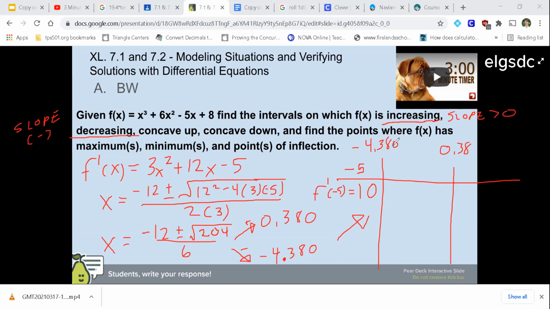What would be an easy number to test between these two? Probably 0. F prime of 0, that's really easy to do. That's just negative 5. Then we'll be decreasing. And then a number greater than 0.38, let's test, what do you think, 1? F prime of 1 would be 3 plus 12 is 15, minus 5 is 10.